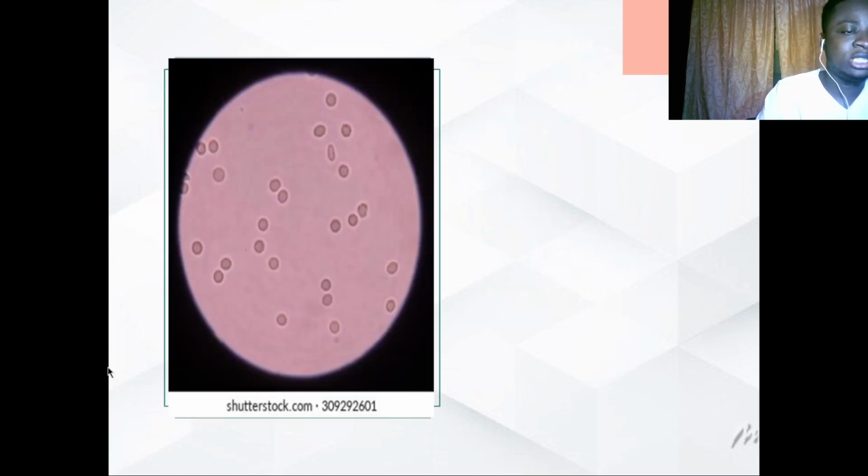So this is RBC. When you see RBC in urine, it's mostly due to some bacterial infection. Most of the time, Schistosoma haematobium can also lead to it.